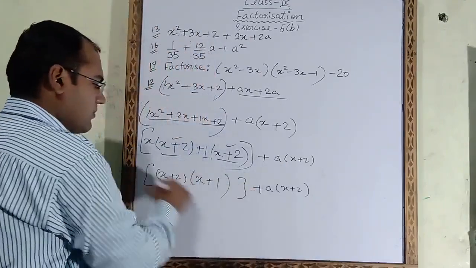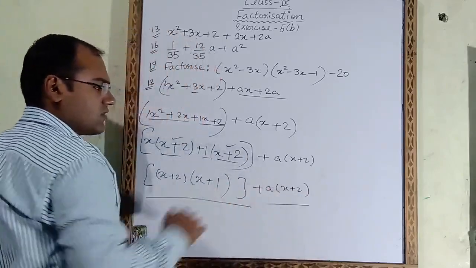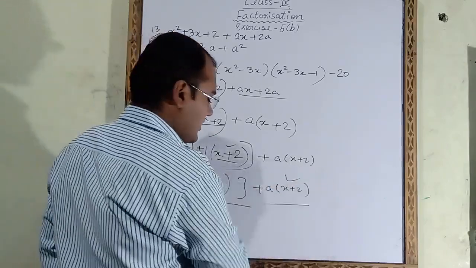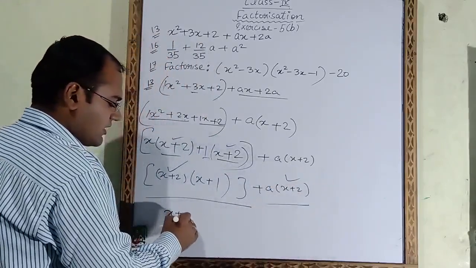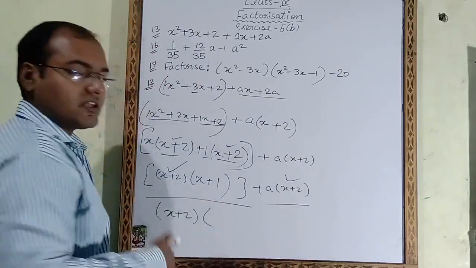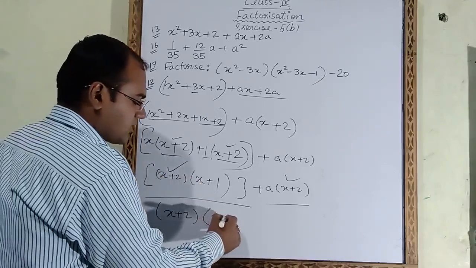Now this full bracket is one number. This is another number. From these two we have to take common. What is common? X plus 2 is coming here also and here also. So we will take x plus 2 common. Now in another bracket we have to write the remaining part. X plus 2 we have taken common. Now what is the remaining number? X plus 1.